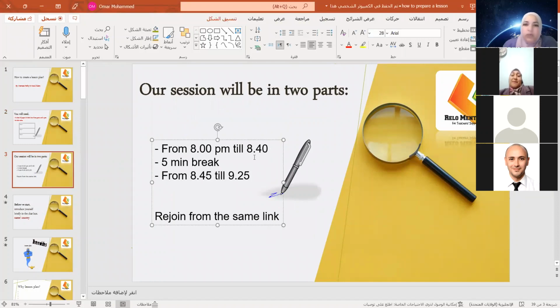Then we are going to start our session, and we are going to divide it into 2 parts, from 8 till 8:40, and then we are going to have a 5 minute break, and then we are going to get back again from 8:45 till 9:25. And of course, you are going to log in from the same link you logged in with in the first session. So it's the same link for the second session as well.